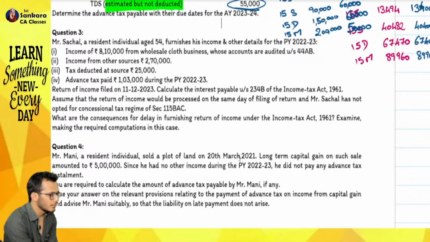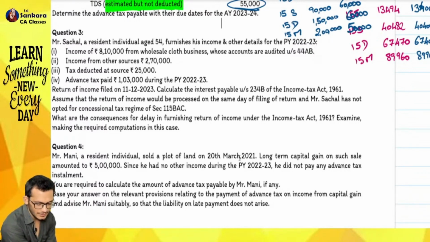Your due date is 31st October. You should have filed by 31st October. You failed to file it on 31st October. You filed it on 11th December. What will happen? You will levy the third interest called 234A. What is this 234A? We will discuss now.